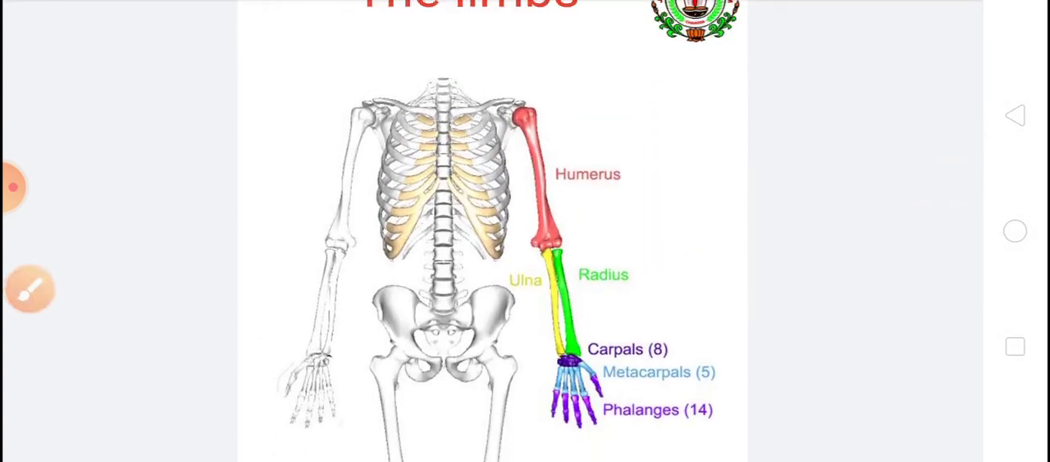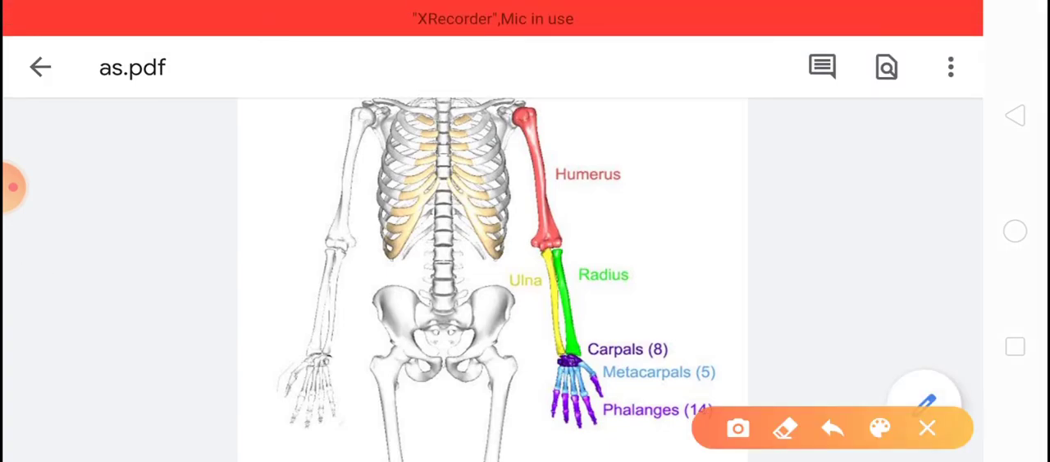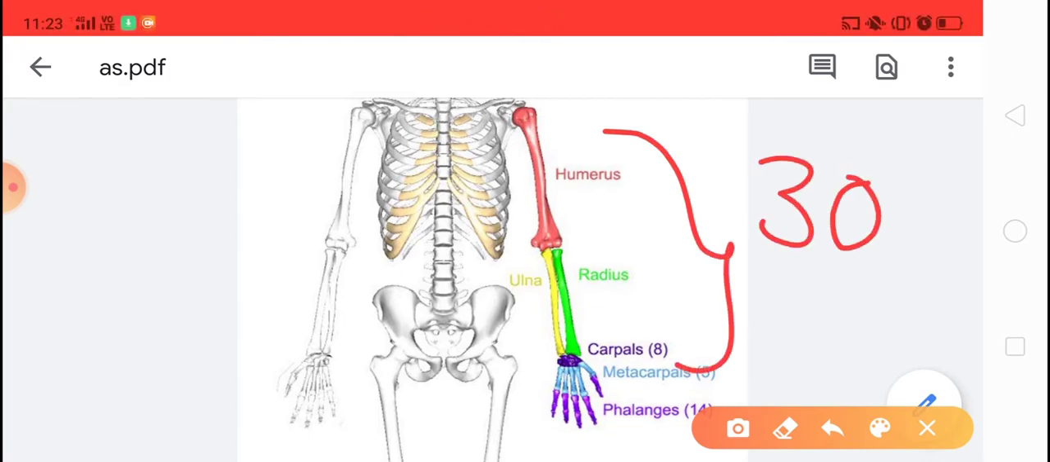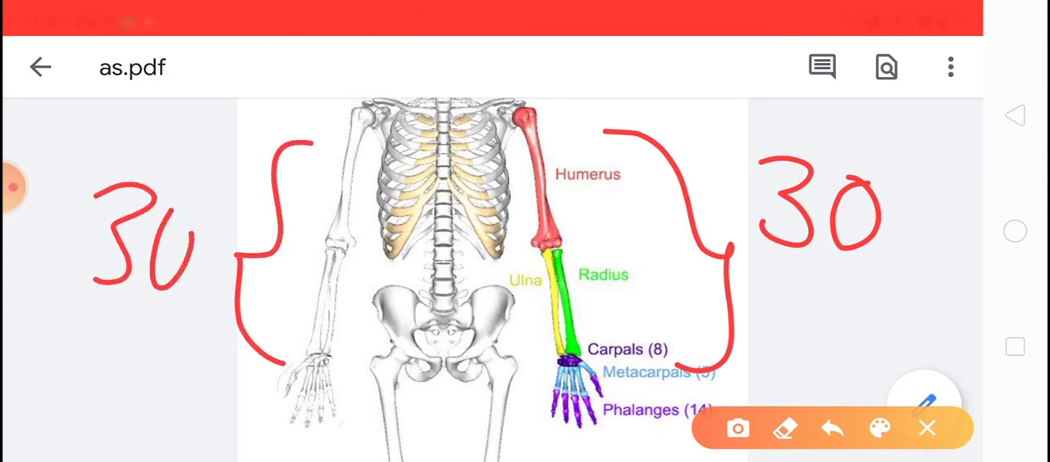Our arm or forelimb contains 30 bones. There are a total of 30 bones present in each arm. The forearm is very flexible. We can hold objects with a proper grip and do work like writing and painting because of this flexibility of the arm.